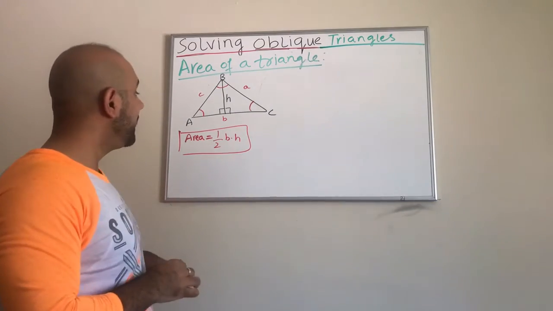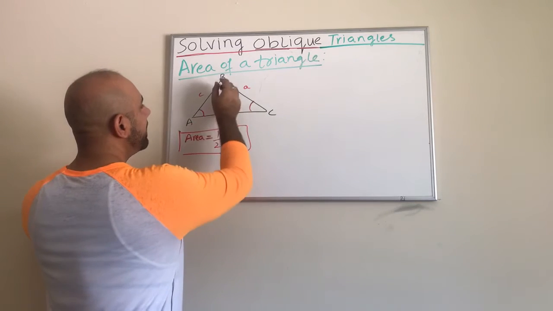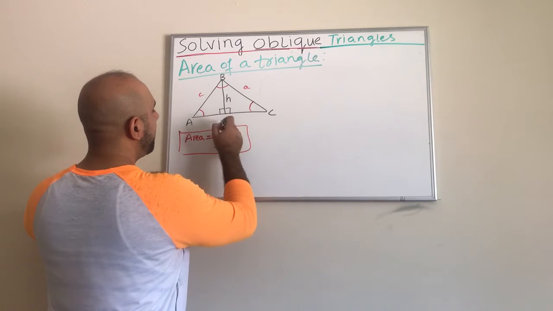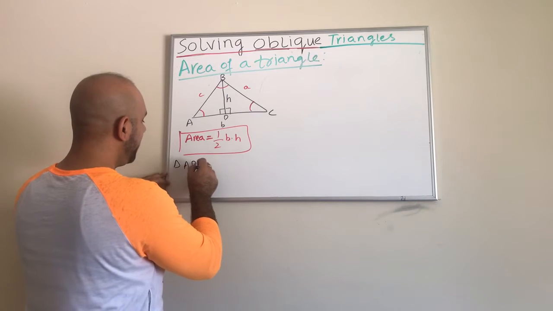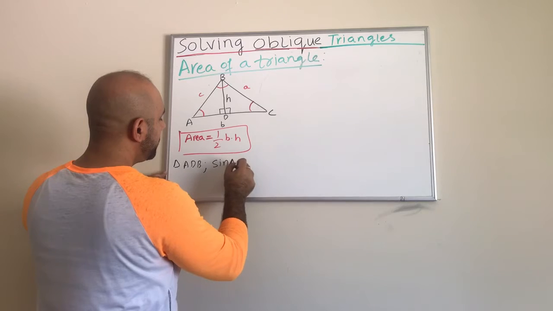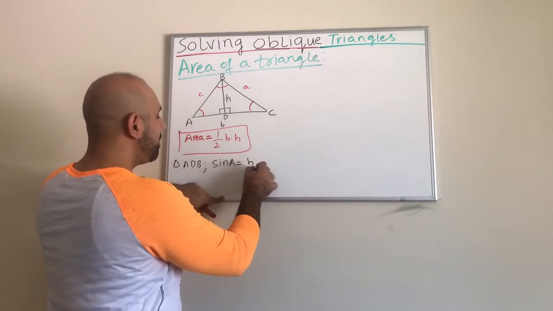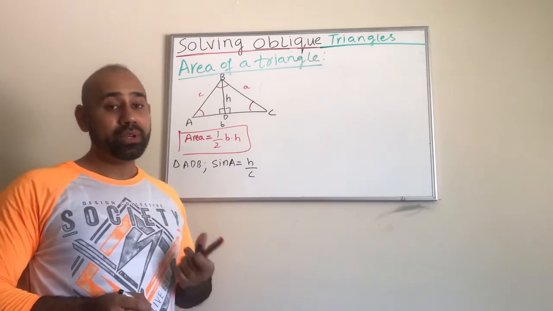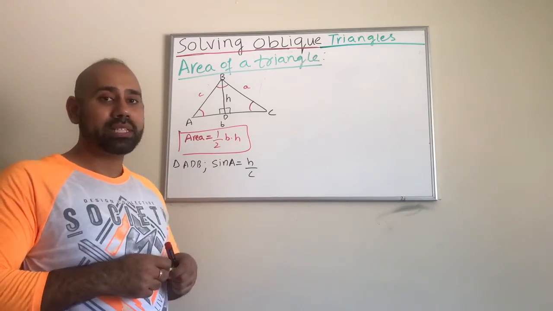Now let's say we don't have the height, then what are we going to do? Let us look at this particular triangle. Here if I look at this right triangle, and let me call this point D, in the right triangle ADB, what can we say about the sine of A? Sine of A we know is opposite over hypotenuse. So opposite is h and hypotenuse is c. Guys, we use a similar technique when we derive the sine law.